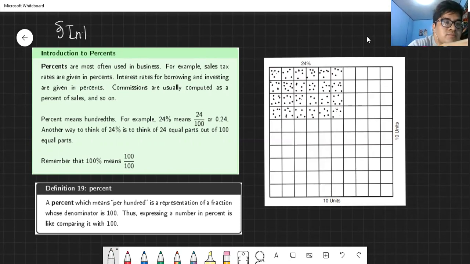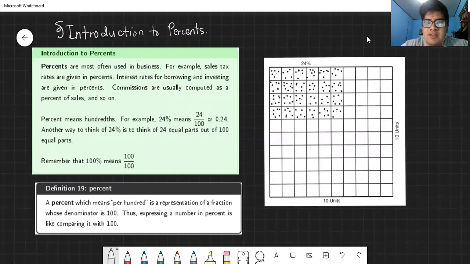Today we're going to discuss another topic in business mathematics, and that topic is introduction to percents. Previously, in the last few videos, we have discussed the notion of what a fraction is, and at the same time, we have discussed the notion of what a decimal is. Today, we're going to discuss another type, which is the percents and the percentages later on in the next few videos. Now, let's have the intuitive idea of what is a percent.